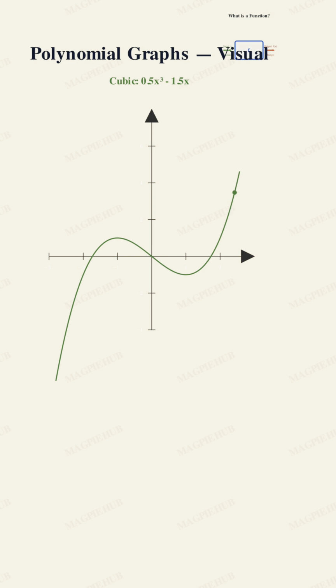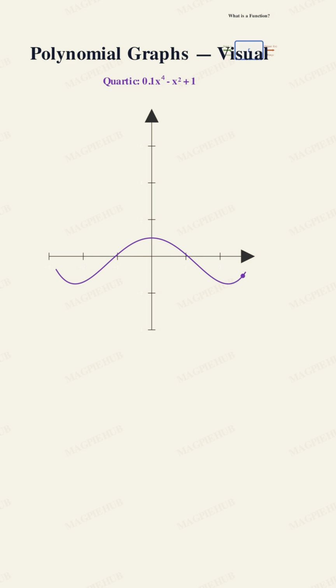Notice the pattern. A polynomial of degree n can have at most n minus 1 turning points and at most n real roots. Remember this key rule. A polynomial of degree n has at most n minus 1 turning points and at most n real zeros.